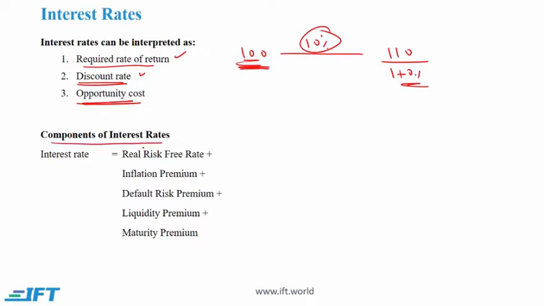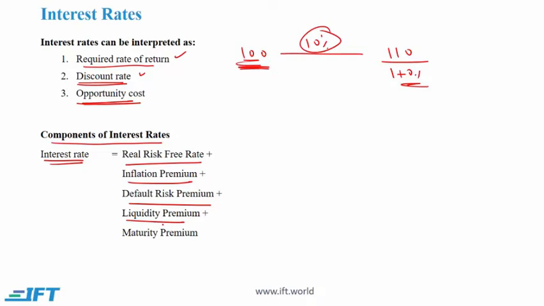Components of interest rates. Interest rates can be thought of as a sum of these components: the real risk-free rate, the inflation premium. Here the inflation premium is the expected inflation. Then we have a default risk premium. This is a premium that we add because of the risk of default.